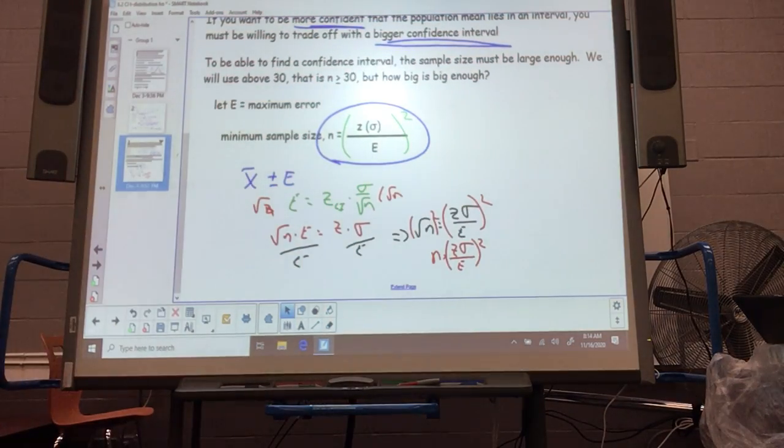So if you're willing to accept a specific error for a specific confidence interval, you can calculate your sample size to get to that error. How many people do I need to survey? Or how many data values do I need to get that specific error?